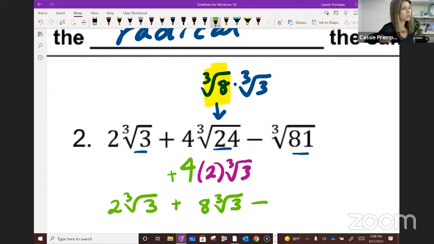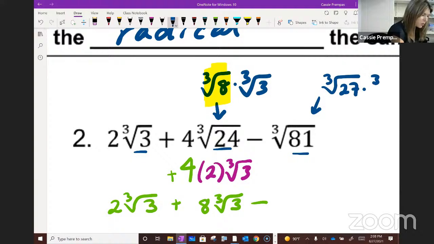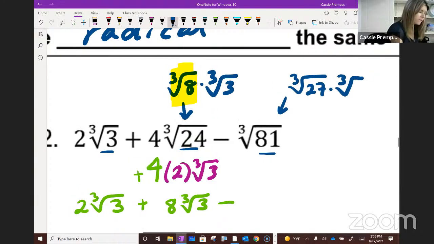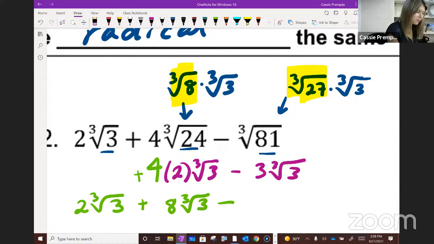Minus, you could use a factoring tree, or if you know your perfect cubes, the highest perfect cube that goes into 81 is 27. It's 27 times 3. So the cubed root of 27 is 3. So this would be 3 cubed root 3. Now I know I did that using a different method than the factoring tree. I just want you guys to see that they both would work. So now I have 2 cubed root 3 plus 8 cubed root 3 minus 3 cubed root 3.